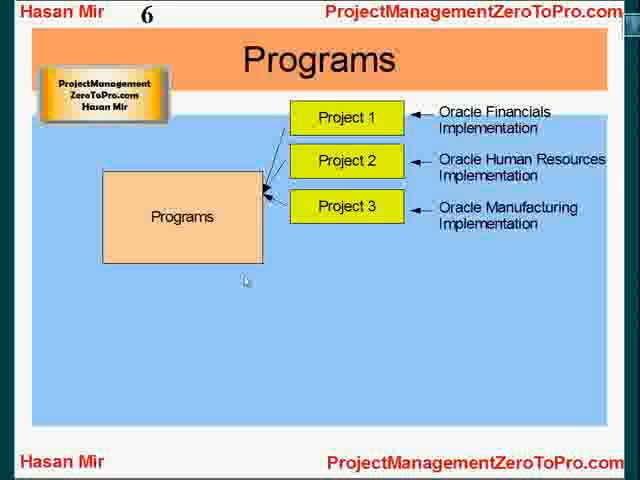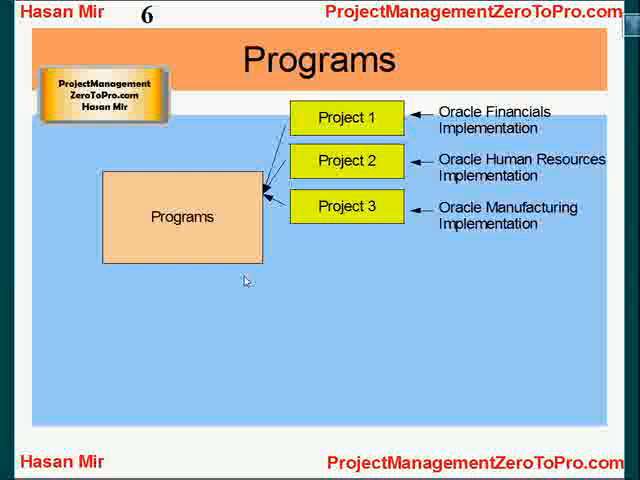Let's say that in a company we have multiple implementations going on. Implementation of Oracle Financials, implementation of Oracle Human Resources, and another implementation of Oracle Manufacturing. They are different suites of products geared towards different departments of the company. So we have three different projects going on. All these projects will fall under one program, and individual project managers will be handling these projects, and together all these projects will be meeting the objective of the whole program.